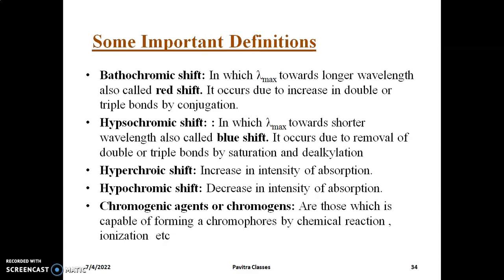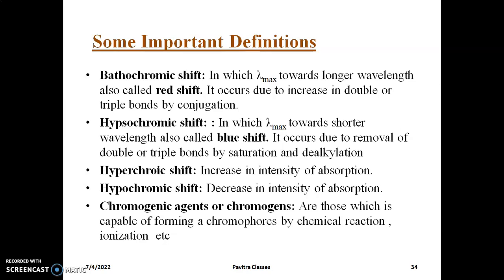Hyperchromic shift is an increase in the intensity of absorption of the compound. Hypochromic shift is a decrease in the intensity of absorption. Chromogenic agents and chromogens are agents capable of forming chromophores by chemical reactions. So these help in forming the chromophores.